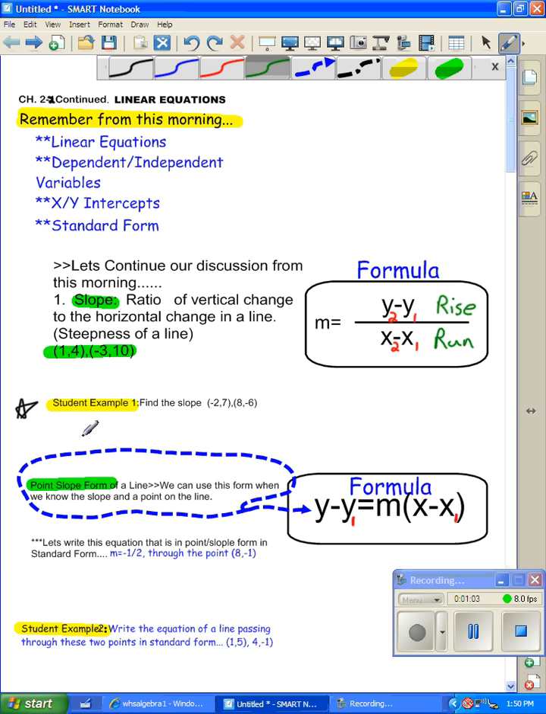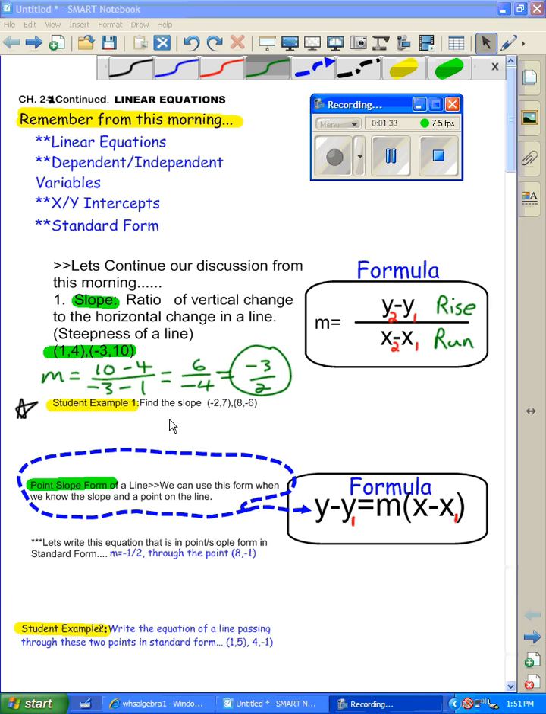Let's do a problem together real fast. Okay? Slope equals my second y, which is 10, minus my first y, which is 4. 10 minus 4 on top. On bottom, my second x is negative 3 minus my first x, which is 1. Do the math, you get 6 over negative 4, or negative 3 halves. Nice job. Okay, you guys try one right quick.